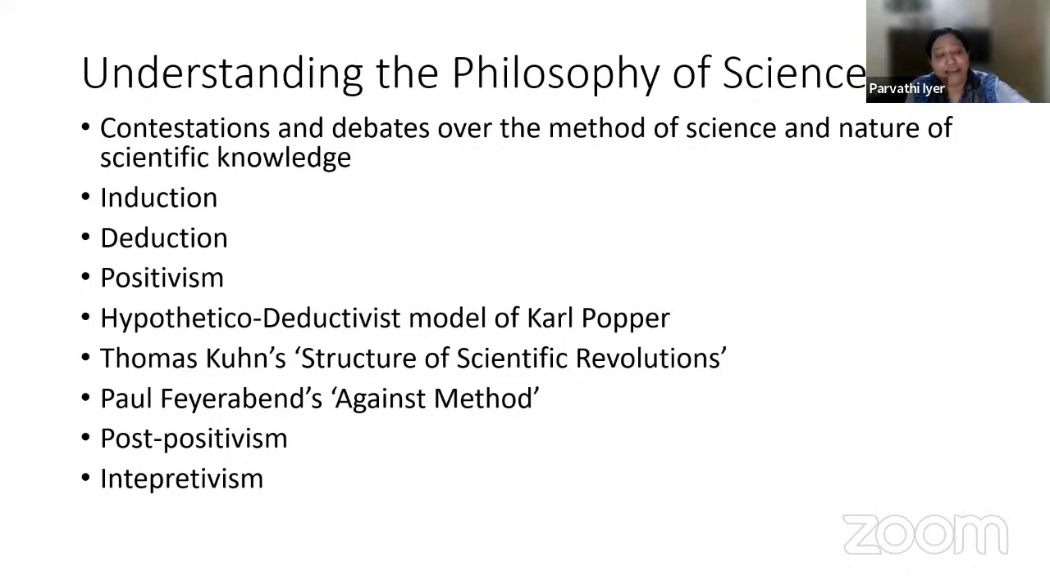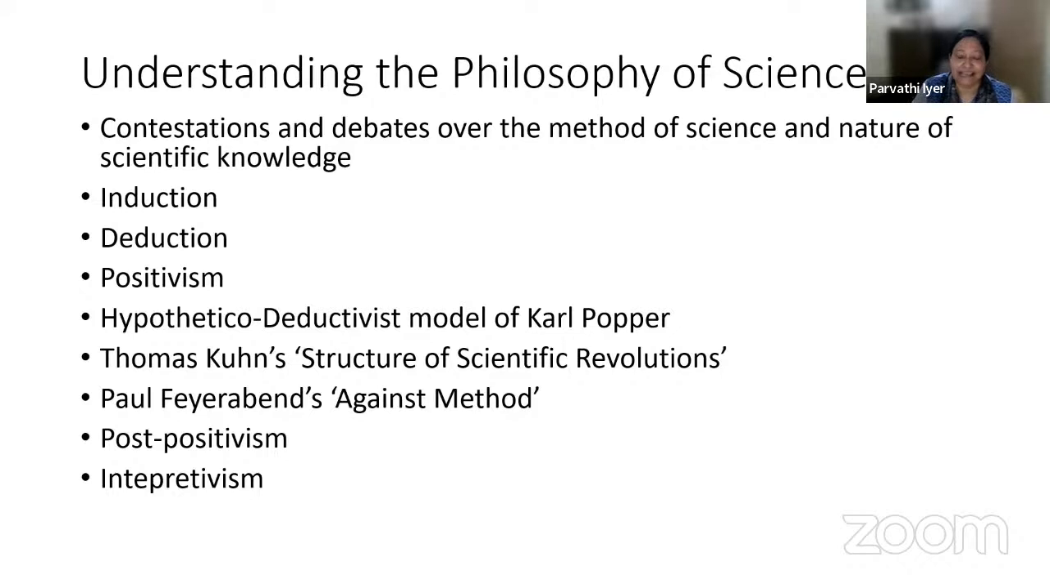Okay, so what do we find here when we are looking at Francis Bacon's inductivist approach, or Descartes' deductivist model, or the model put forward by positivists, or the hypothetico-deductivist model of Popper, or Kuhn's notion of paradigm and scientific revolution, or Feyerabend's notion of methodological anarchy? What we find is that if you look at the history of science and how scientific knowledge emerged, there were contestations and debates about the nature of science and scientific method.